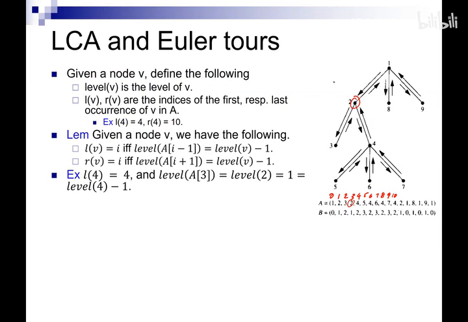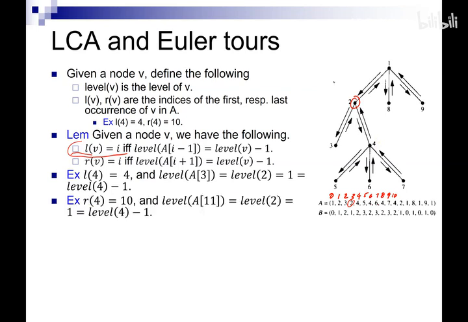Okay, so the reason this first part is true over here is because if it's the first appearance of 4, so if it's the first time that we're coming to 4, then where are we coming to 4 from? We have to be coming from its parent. So we have to be coming to 4 through the node 2. Therefore, the level or the depth of 4's parent is going to be exactly 1 less than 4's depth. Okay, so that's why we have this part over here.